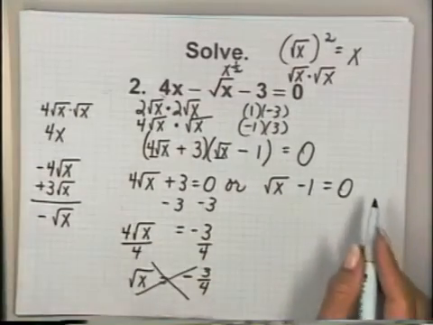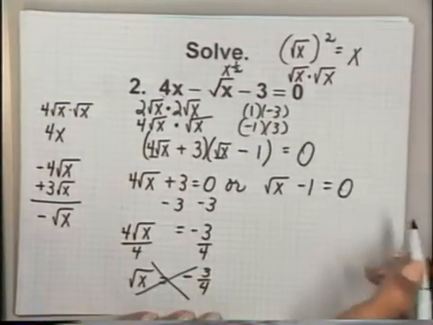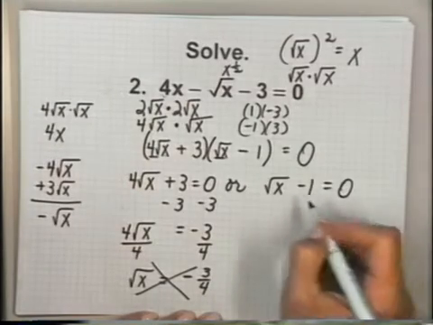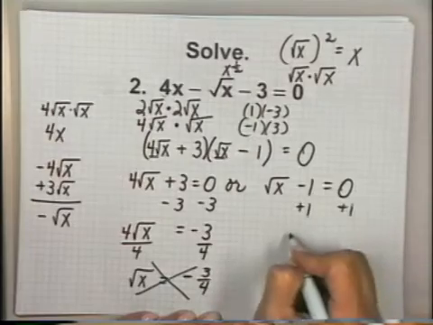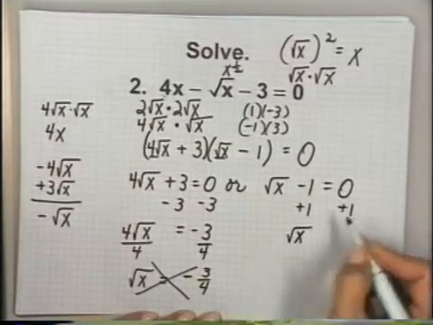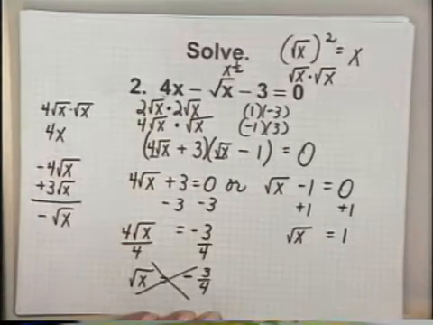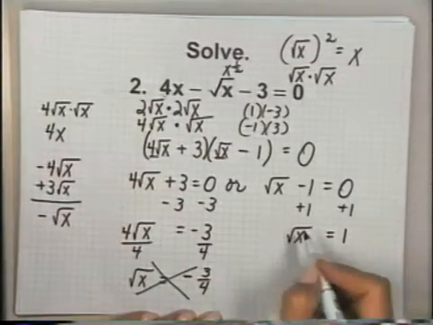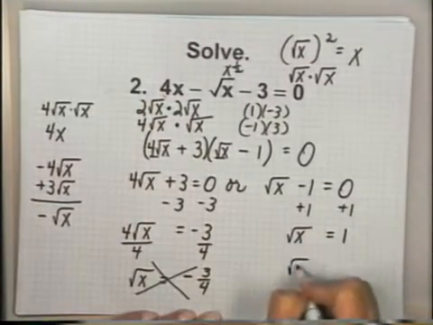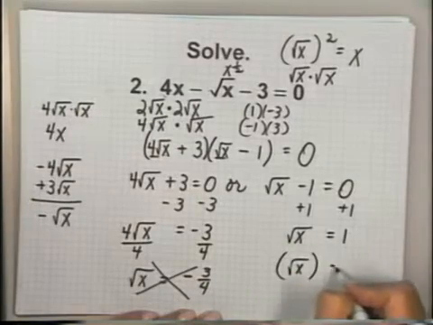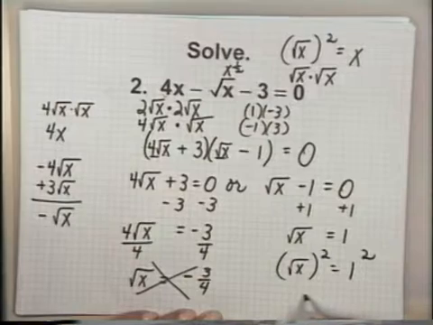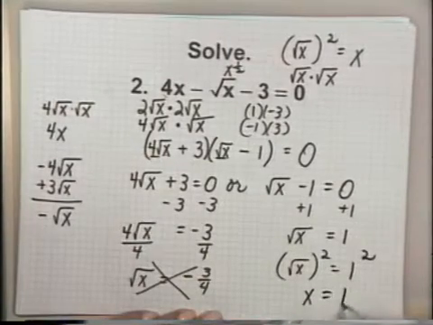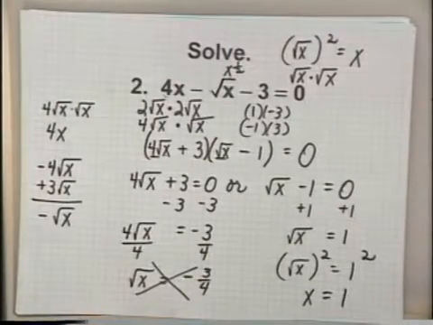Let's work with this second equation. Once again, it's a radical equation. I want to isolate the radical. Let's add 1 to both sides. We'll get the square root of x is equal to 1. Next, I want to remove the radical. Since it is a square root, to remove the radical, I square both sides. The square root of x squared is x, so I get x equals 1.